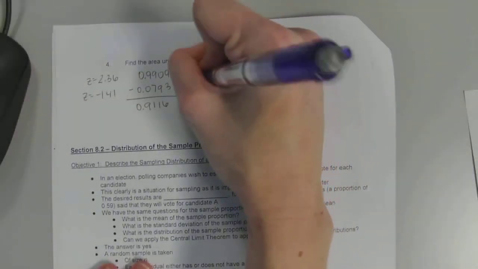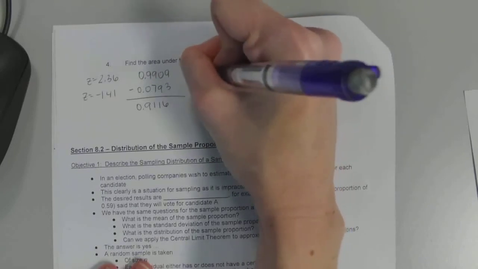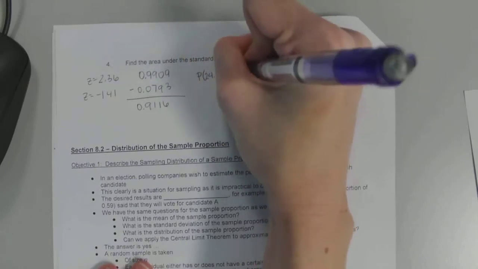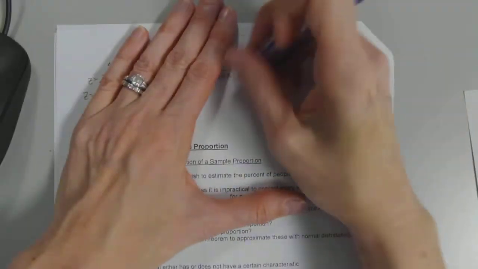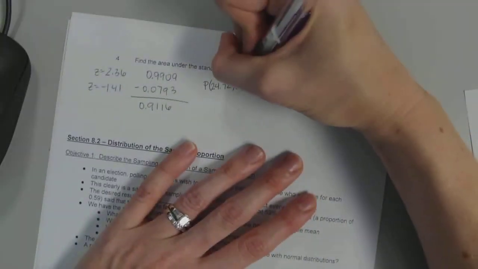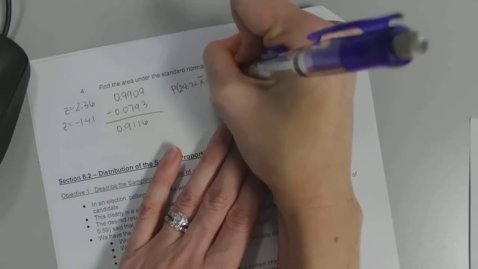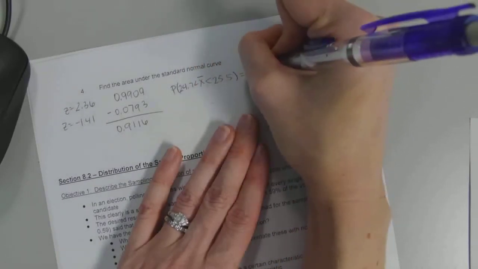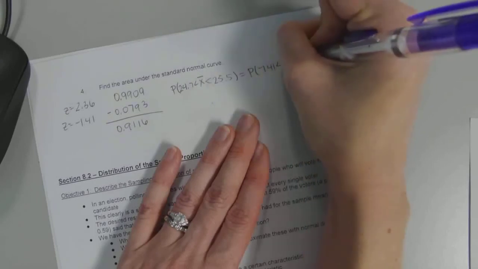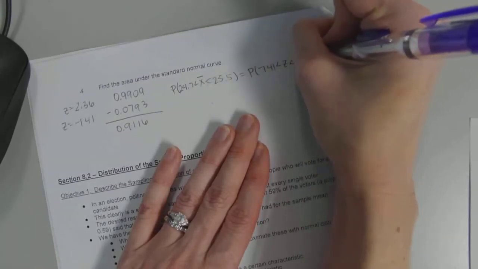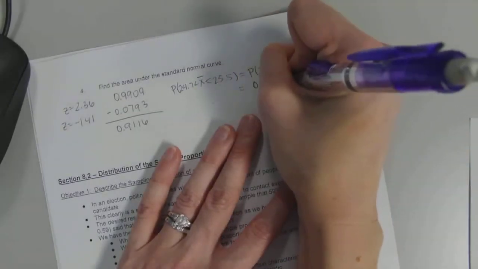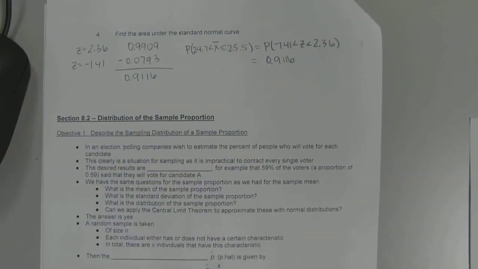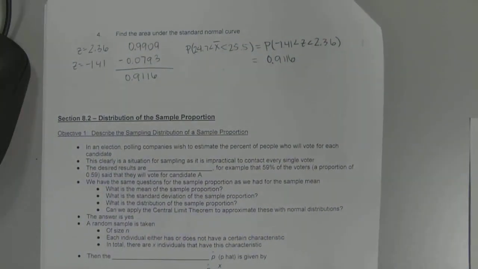But in a nutshell, what did we do? We said, okay, the probability that the average commute time was between 24.7 and 25.5 minutes. We said, well, shoot, we don't have a chart that tells us average commute times. So what we did was we changed our x bar to a z. So we really want to know the probability that z was between -1.41 and what was it, 2.36? And that was the 9116. Which, guys, that's pretty impressive. So we didn't even have a span of like a minute, right?